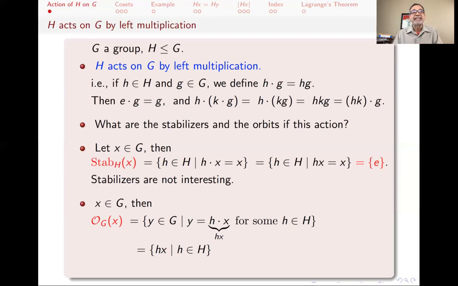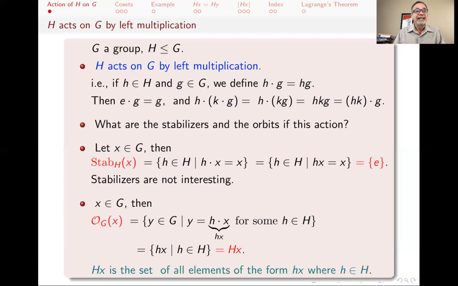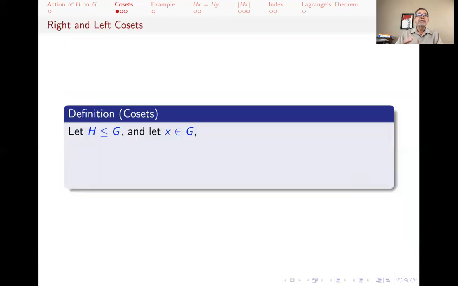Now, the set of elements of the form hx, where h is in H, we denote by capital Hx. So Hx is the set of all the elements of the form little h times x, where h is in H. And so these are the orbits. But because this is such a special orbit of this particular action, and we want to use it all the time, we give it a different name. Important orbits, important stabilizers, get their own name.